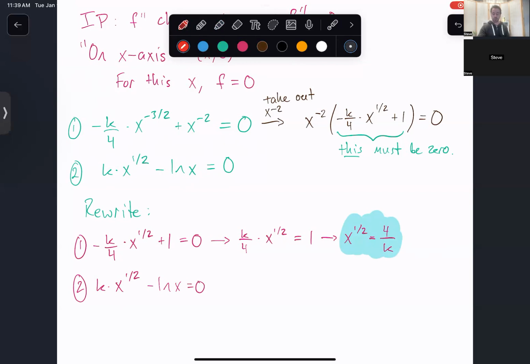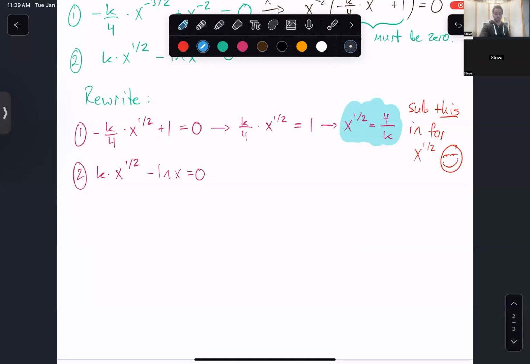And we're going to sub this in for x to the 1/2. Because we are very sneaky. And let's take the x to the 1/2, turn it into 4 over k in the second equation. And the really cool thing is, when we do that, we're going to get an equation that's purely in terms of k.